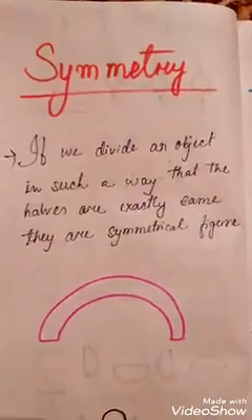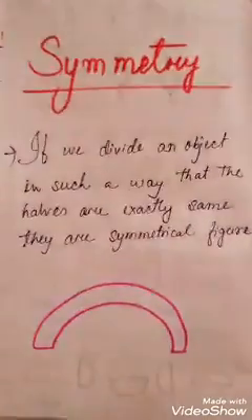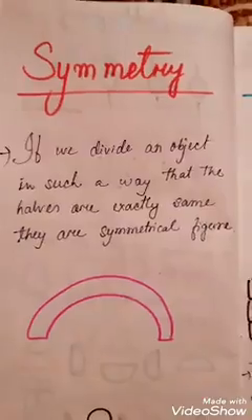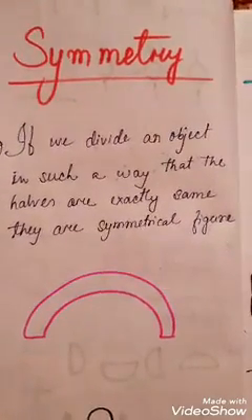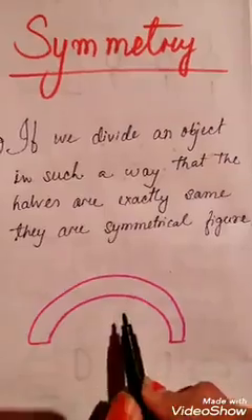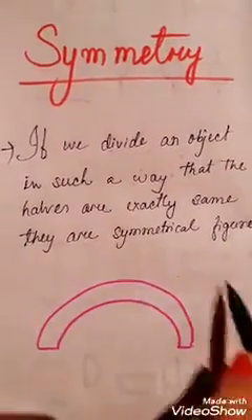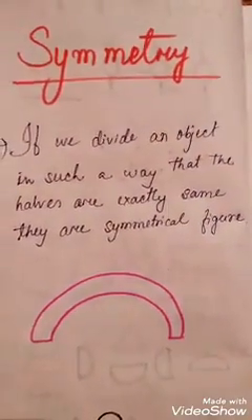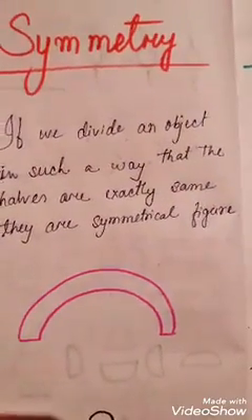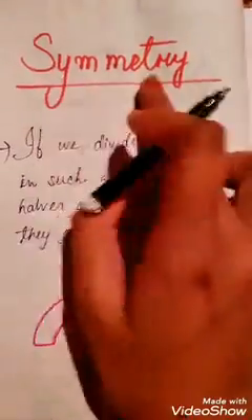Now a very interesting topic, that is symmetry. Here you can see I have written, if we divide an object in such a way that the halves are exactly the same, they are symmetrical figures. So you can see this figure, right? Here it is told that if we have an object and we divide it into halves and the halves are the same, then that figure will be considered a symmetrical figure.